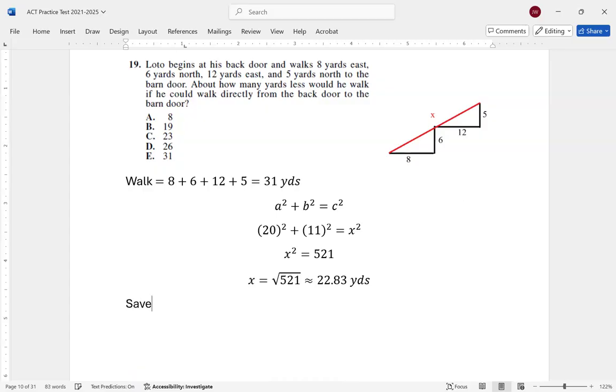So the amount that Lodo would save would be about 31 minus 22.83, which is just a little bit over 8. It's about 8.17. So he would have saved about 8.17 yards walking straight rather than walking in this stair-stepper fashion. And therefore, the answer to question 19 is A, 8.